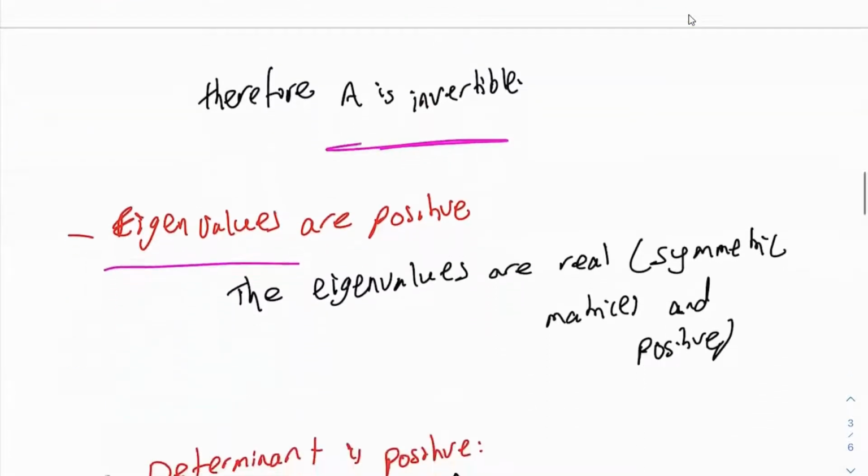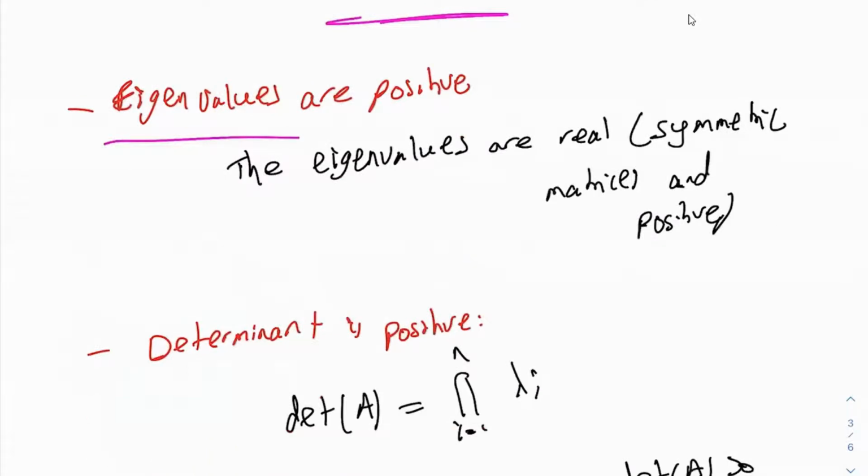The next one: eigenvalues are all positive. Yes, the eigenvalues of a positive definite matrix are all positive. This is very important. Now the next one is more important. Determinant of a positive definite matrix is always positive. Well, what is the determinant of a matrix? It's defined as the product of eigenvalues, right?